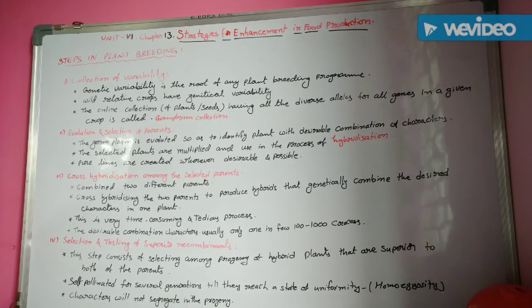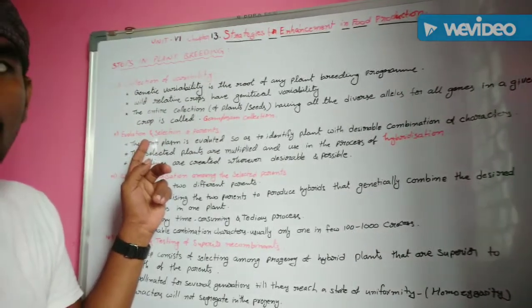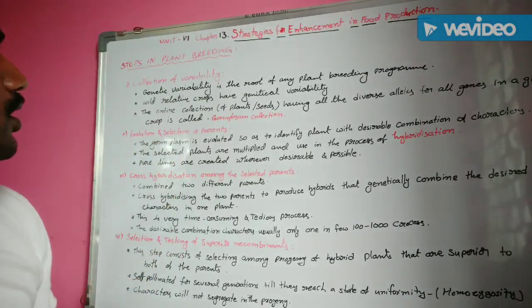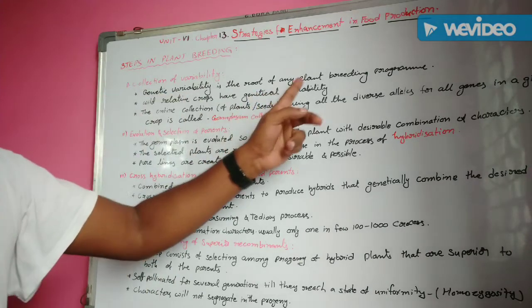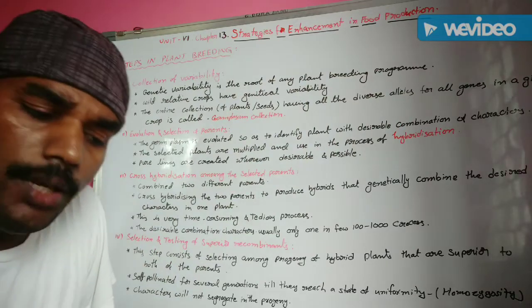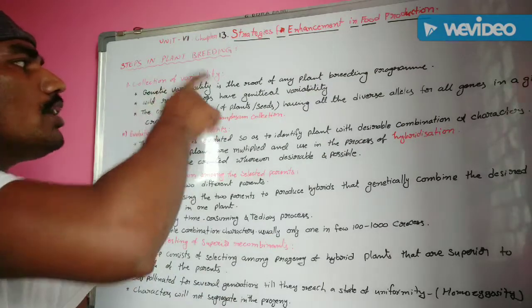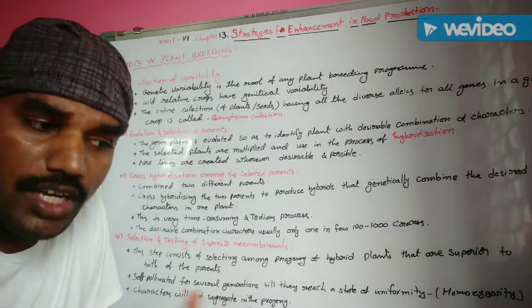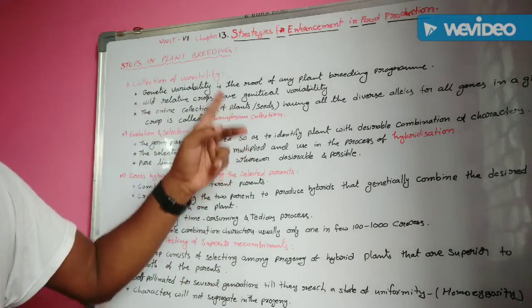The main steps in breeding a new genetic variety of a crop are different. What are they? The initial step is collection of variability. Genetic variability is the root of any plant breeding program. What is the basic root of a plant breeding program? That is genetic variability. Wild crops have genetic variability.